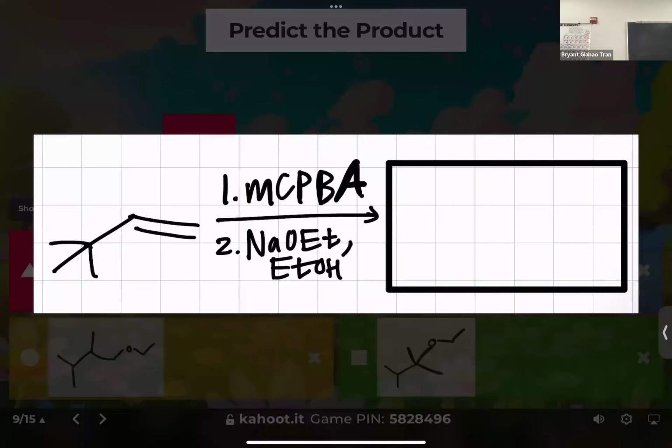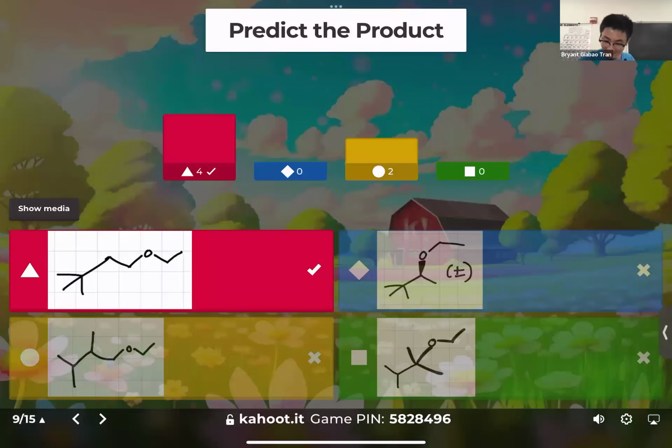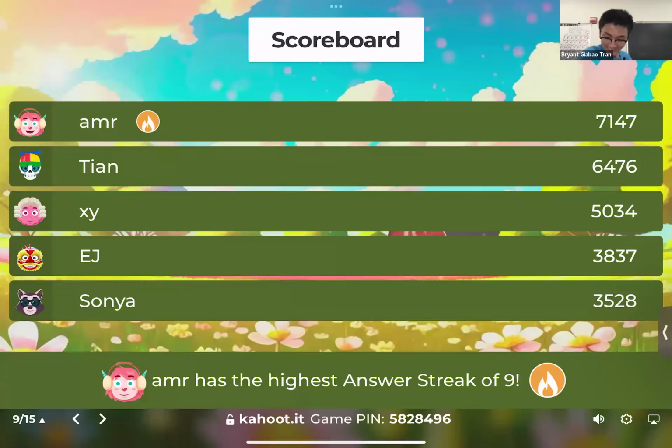Yeah, acidic will attack the more substituted side. So if this was EtOH, H2SO4, and water, then it would attack this side instead. But since we have negative conditions because of the Na, we are in basic conditions, which attacks the less substituted side of the epoxide. Yeah. We got the alcohol.